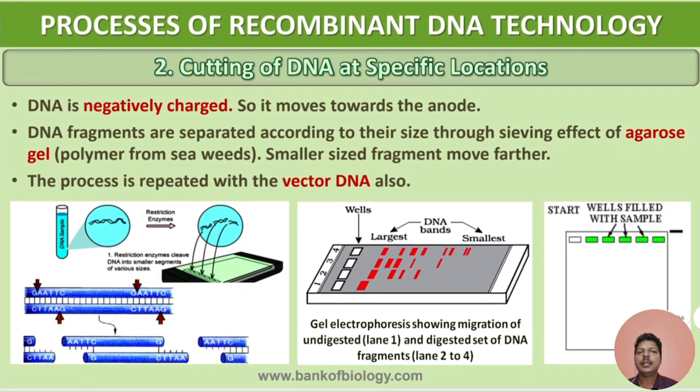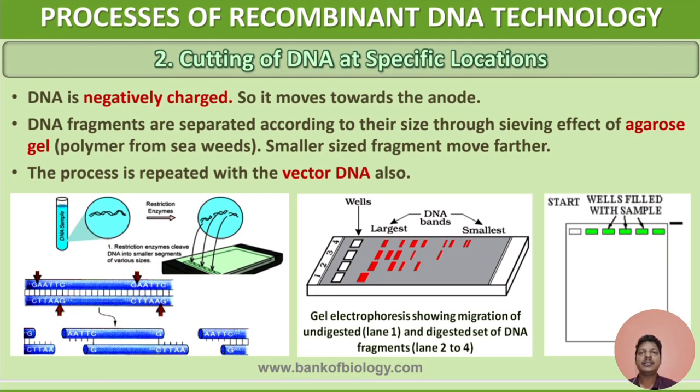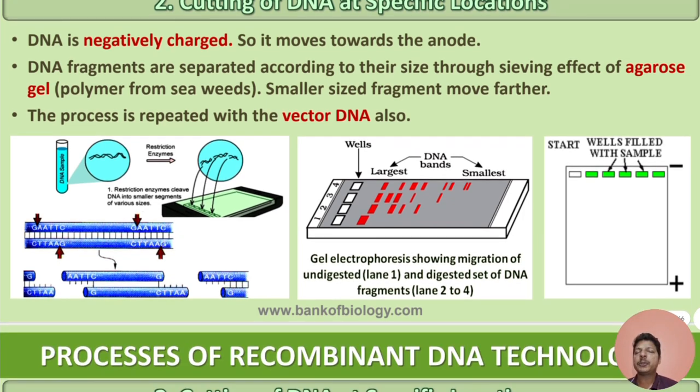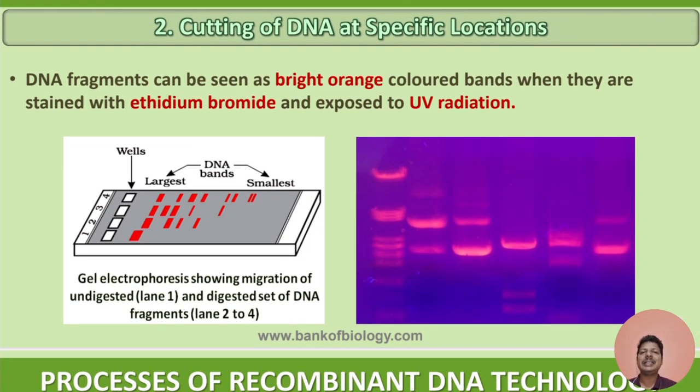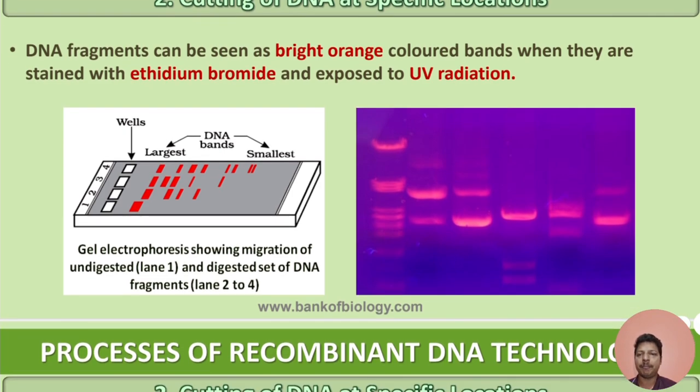Next, DNA is negatively charged, so it moves towards the anode. DNA fragments are separated according to their size through the sieving effect of agarose gel. Small sized fragments move farther. This process is repeated with the vector DNA also. Then DNA fragments can be seen as bright orange colored bands when they are stained with ethidium bromide and exposed to UV radiation. You can see this in the diagram.